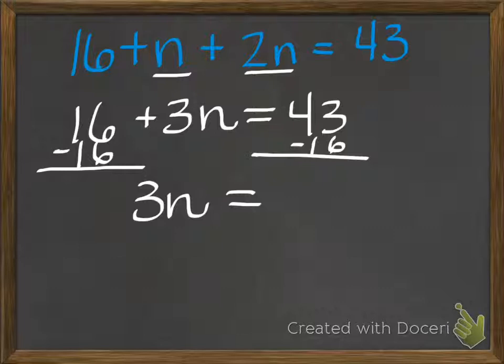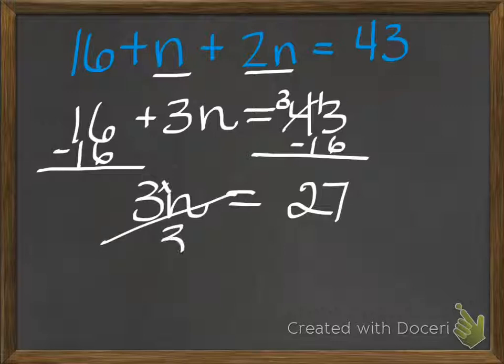So 43 minus 16. Well, I'm going to have to borrow. 13 minus 6 is 7. 3 minus 1 is 2. Now I have 3n equals 27. I know that this is multiplication, so I'm going to do the inverse operation, the opposite operation, to get rid of it.